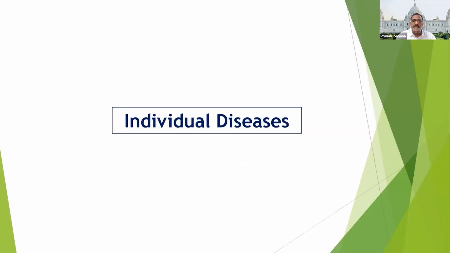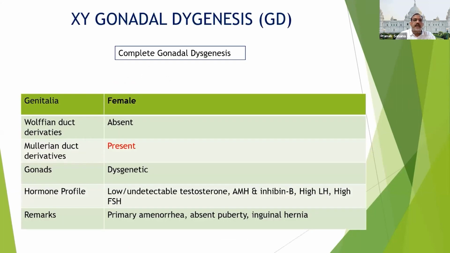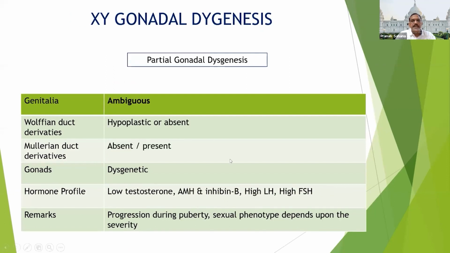If we look into the individual disease briefly, gonadal dysgenesis can be complete or partial gonadal dysgenesis. Complete gonadal dysgenesis usually presents as female phenotype, and they have obviously low testosterone level, AMH level, inhibin B level, and high gonadotropin levels. And gonads are usually dysgenetic completely. Then partial gonadal dysgenesis, phenotypical features can be ambiguous to hypoplastic male type. Mullerian duct can be present or absent. Gonads are usually dysgenetic. Again, hormonal profile, low testosterone, low AMH, low inhibin B, and high gonadotropin.